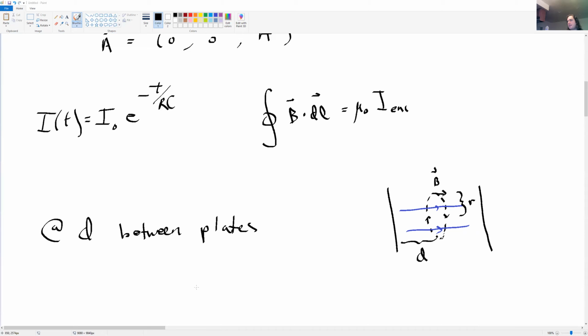Since the radius of this loop... let me think about this for a second. So a distance... Oh no, sorry, I misread the question. A distance d from the what is the magnetic field in the middle of the capacitor plates?